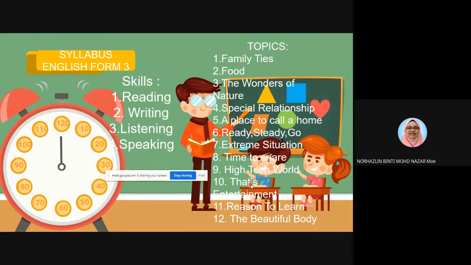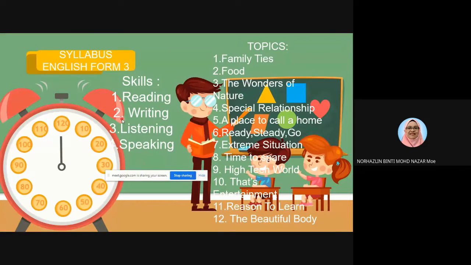You're going to discuss entertainment, types of music, types of instruments. Then unit 11, reason to learn. Talk about school and education in Malaysia and also other countries. And then unit 12, the beautiful body. You're going to talk about your physical body and the importance of taking care of your body.